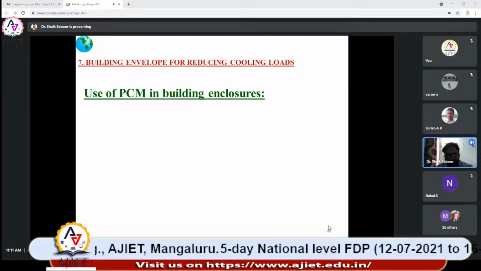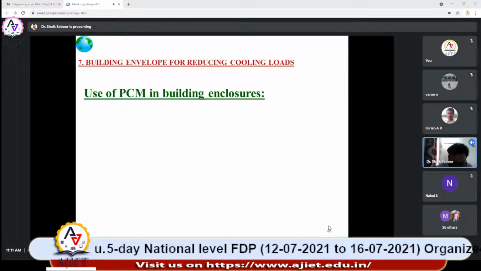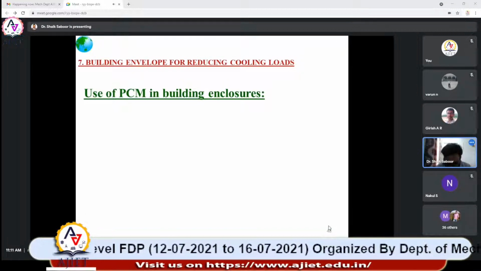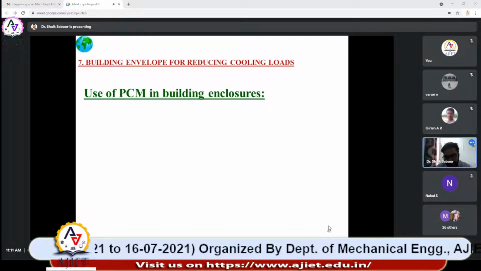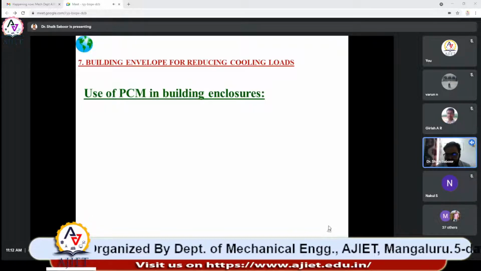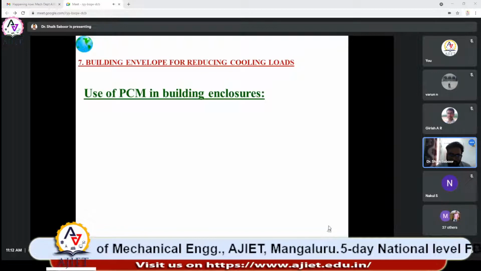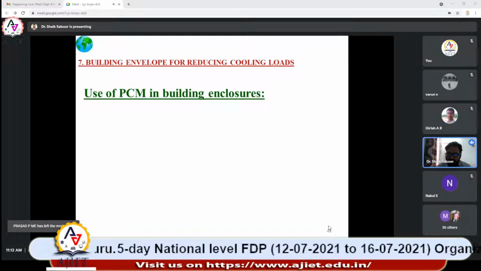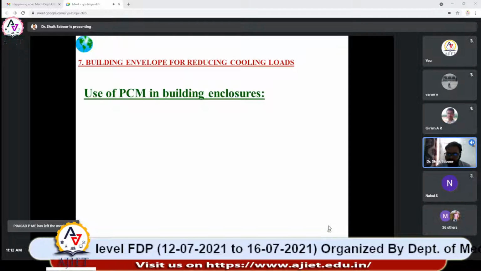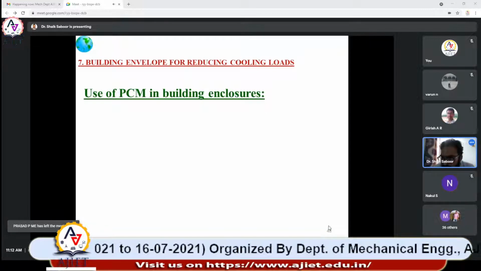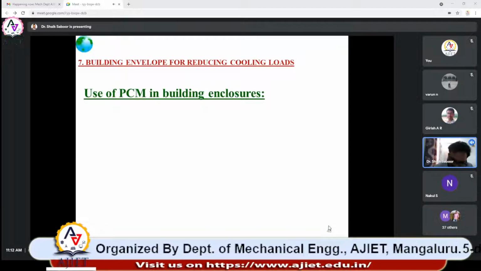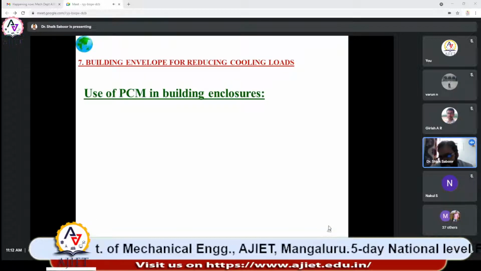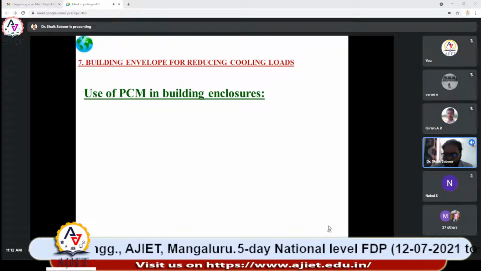You might have observed, especially practically for data centers, the air conditioning system is mandatory. If you do not have the air conditioning system for some time, maybe for half an hour or 1 hour, that will affect the electronic components. So in such places they use phase change material. Why? What is the reason?